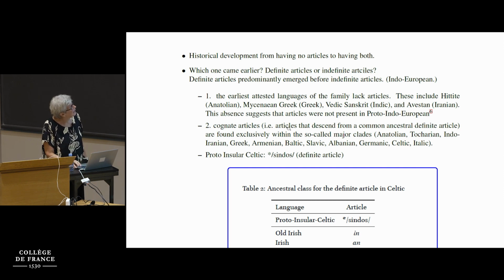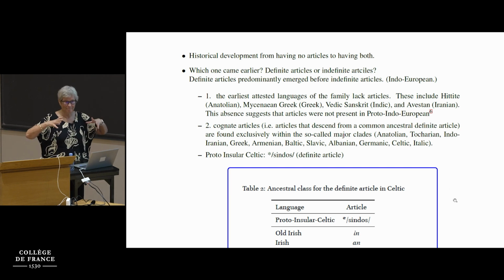Okay, but if we look within the major clades, we see that there are languages that do have articles, but these articles are only cognates within the group and not outside of that group. The article systems that you find are cognates in the group, which basically means that the articles actually emerged within language groups and were not inherited historically.